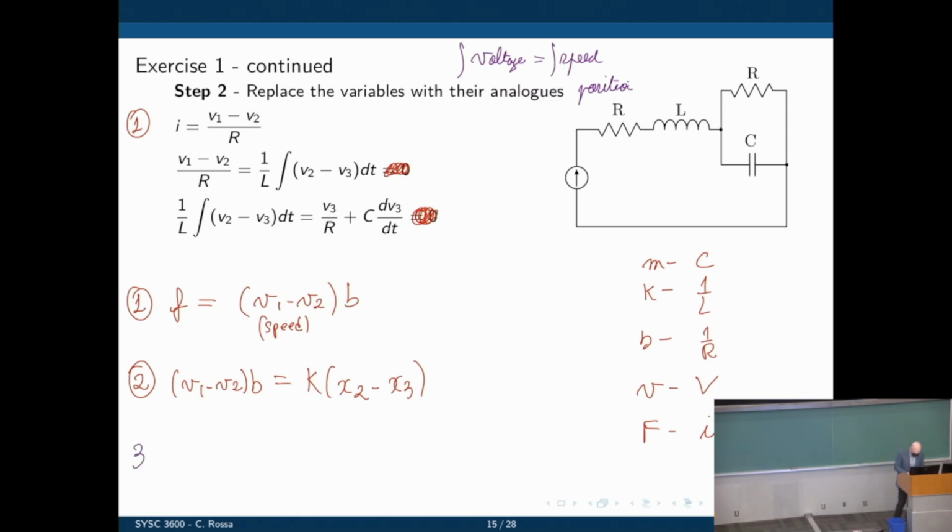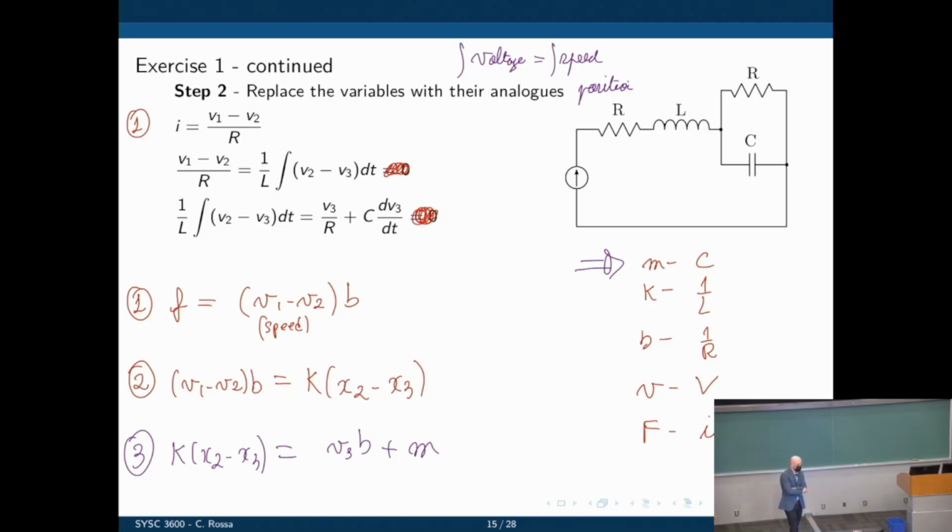Let's go on. Equation 3. So 1 over L times V2 minus V3, we just calculated that. That is K times x2 minus x3. And then we have V, which is voltage that turns into speed. It's unfortunate that I chose the wrong terminology here, because now there's a confusion between V on both sides. But 1 over R is B. So what did we create here? Another damper plus C, which is the mass times the derivative of the voltage. What is the derivative of voltage in the mechanical system?